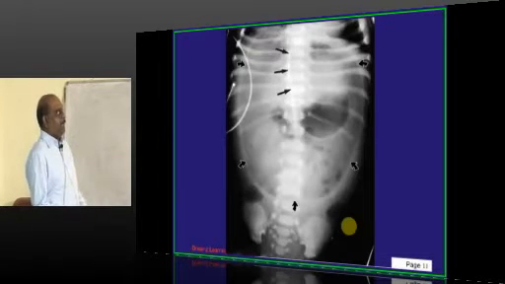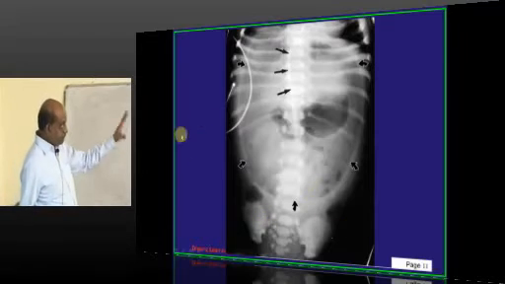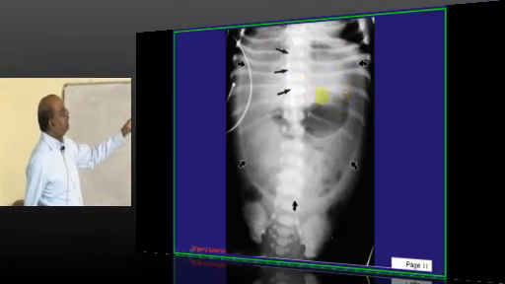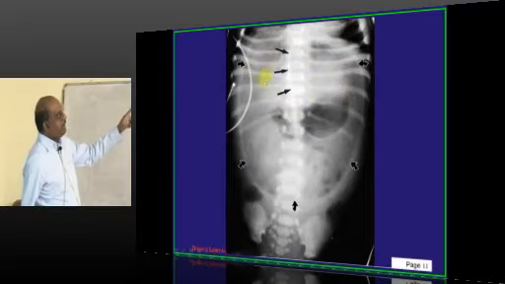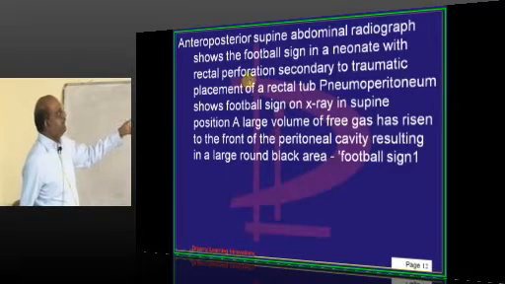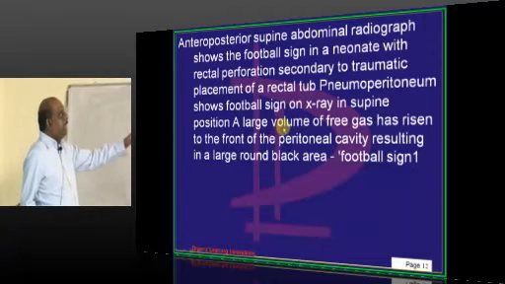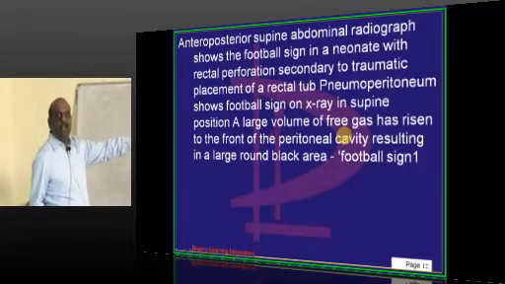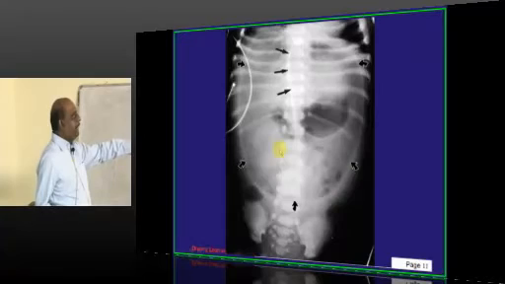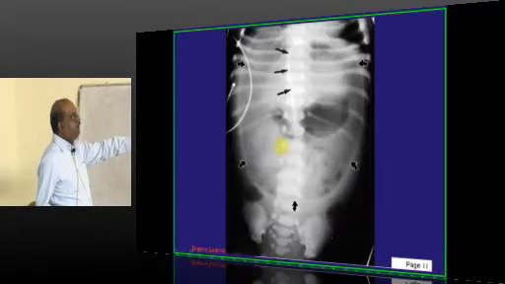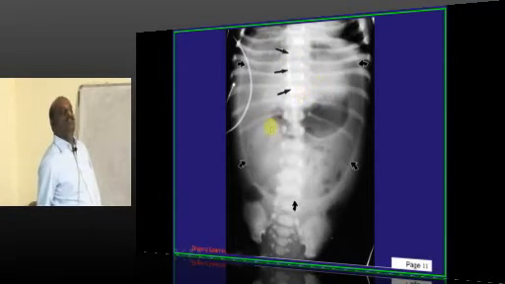What are you seeing here? Tell me, doctor. It's an AP radiograph. In a patient, there was a perforation, rectal perforation due to a traumatic placement. A large amount of free gas you are seeing in the front of the peritoneal cavity, like a football. You should imagine a football here because of all that gas. That is called football sign.